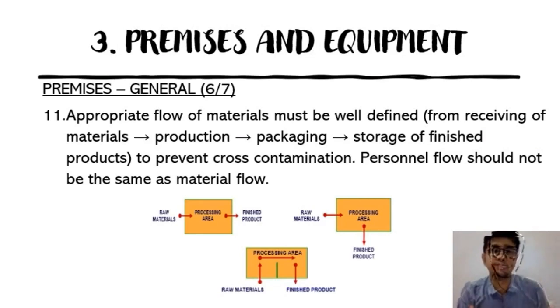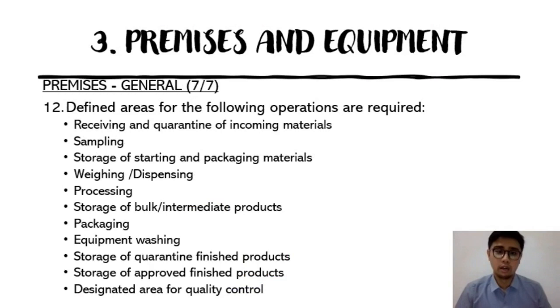This is the last requirement for the premises, in which there should be a defined area available for receiving and quarantine of incoming materials, sampling, storage of starting and packaging materials, weighing, processing, packaging, storage of bulk and intermediate products, quarantine of finished product and approved finished product, equipment washing area, and quality control area. All of the areas that I mentioned just now must have their defined area and should not be mixed.